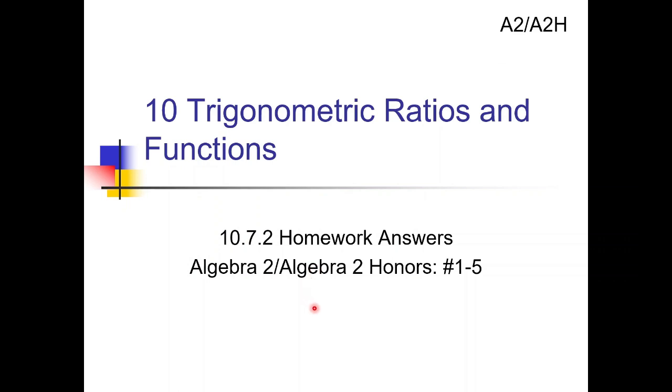In this one, we're focusing on some identities that are going to require us to do a little bit of factoring first, and we have also some negative angle and cofunction identities.